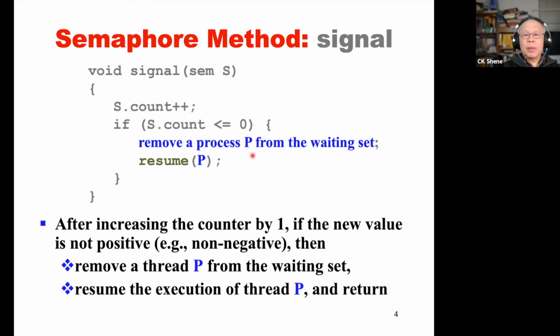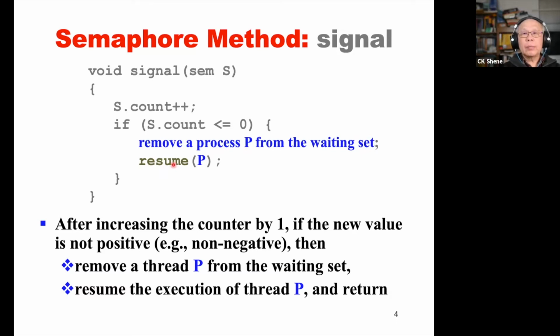For the wait method, if the condition in the if statement is satisfied, the caller to wait will be blocked and put into the waiting list, the waiting set. On the other hand, for signal, the caller would remove a thread from the waiting set and resume its execution. In this case, both the caller and the resumed thread will continue.